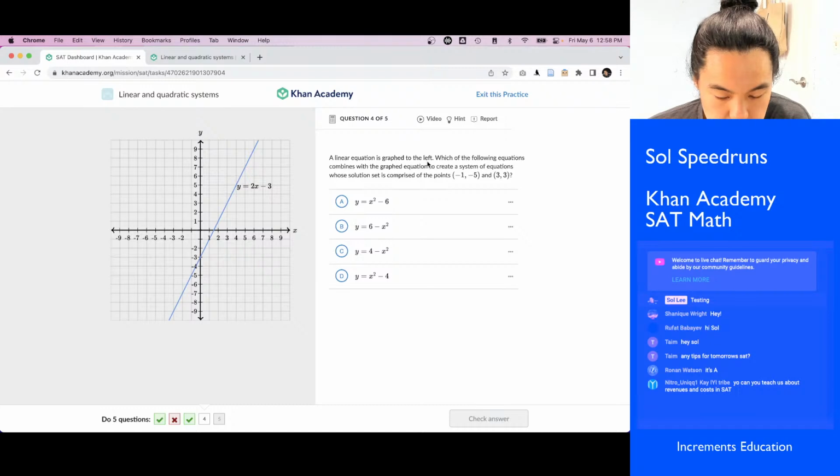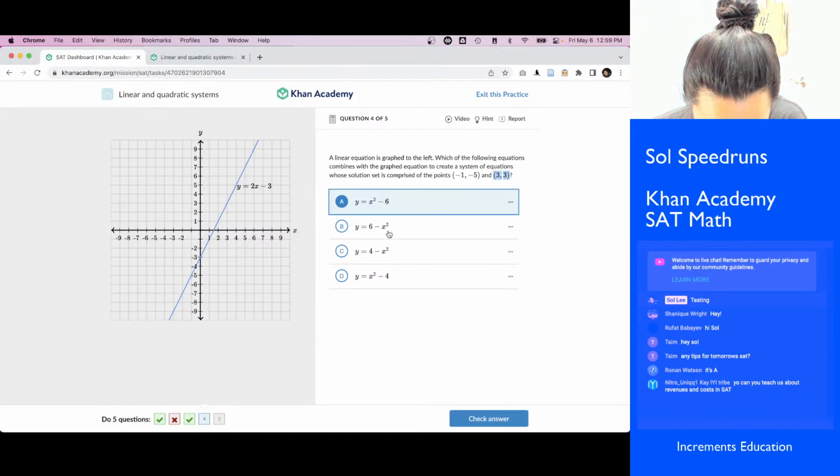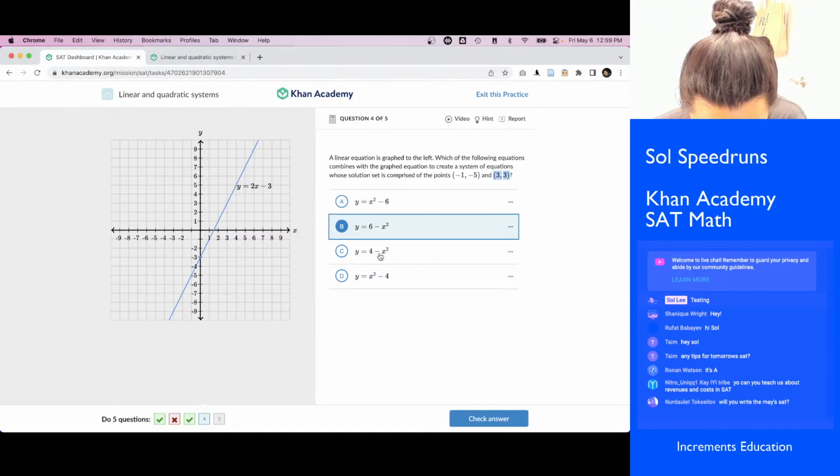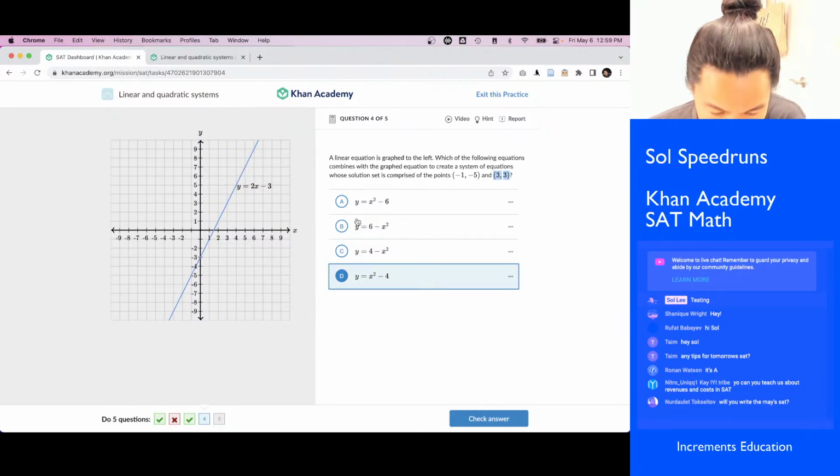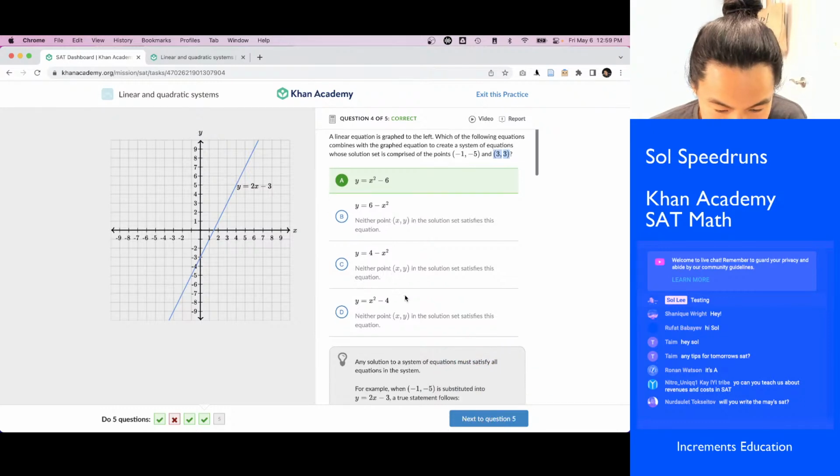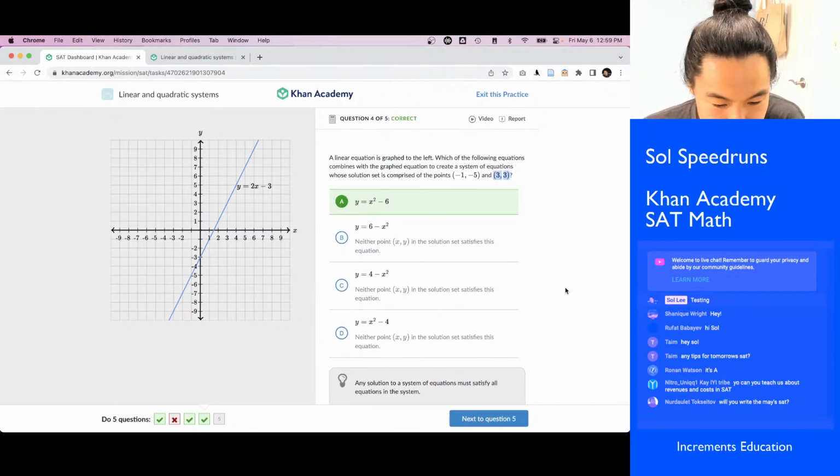All right, a linear equation is graphed to the left. Which of the following equations combined with the graphed equation creates a system of equations whose solution set is composed of (-1, -5) and (3, 3)? At this point, I could more or less just take this (3, 3) and do process of elimination by brute force. So (3, 3), this works. This does not work. This does not work. This does not work. So only this. Yo, these questions are too easy. This has nothing to do with systems of equations.